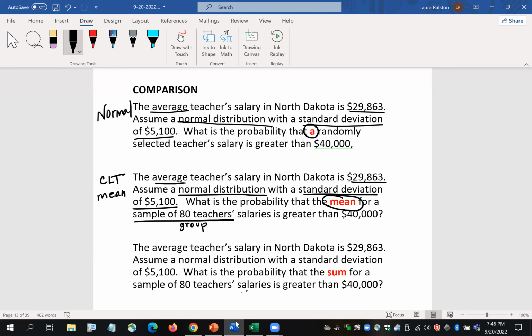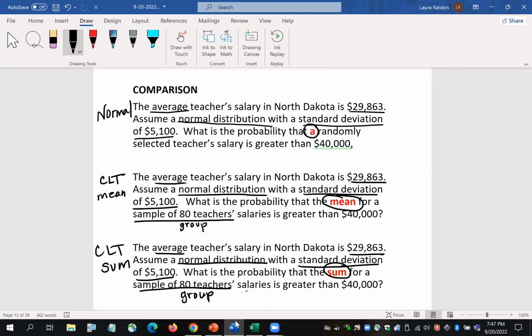The last one, again, they do tell me it's normal, which they don't have to do if we're doing central limit theorem, but it can still be normal. It again gives me the average. It gives me the standard deviation. And it says, what is the probability that the sum in a sample of 80 teachers' salaries? Okay, so again, we have a group. So the group is one clue that I want to do central limit theorem, and then it talks about sum. So I'm going to use central limit theorem for the sum.